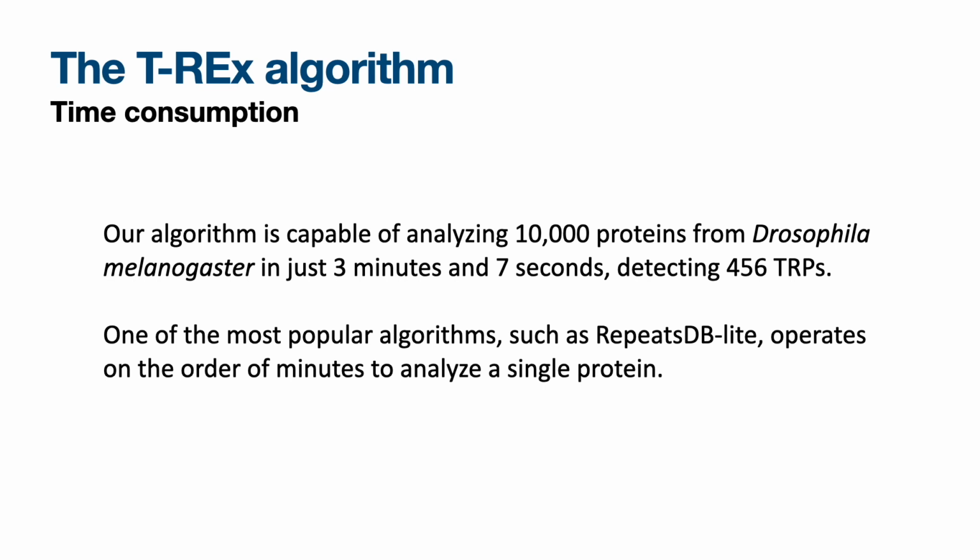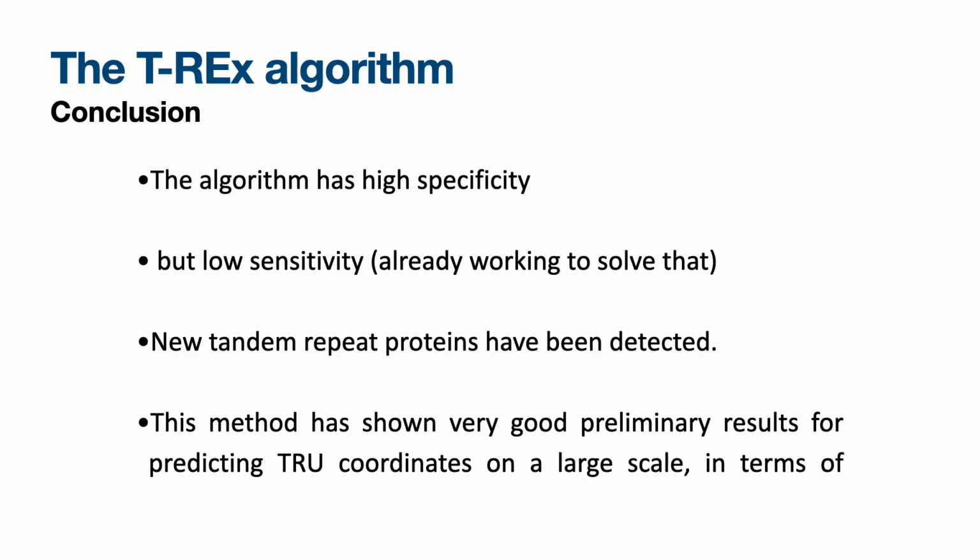To put the extraordinary speed of the method in context, we can compare it to RepeatDB Lite, one of the best performing methods. This one takes a range of minutes to analyze just a single protein, depending on the protein. With this performance, it can be used as a super fast pre-filter. In conclusion, our algorithm has a high specificity but low sensitivity. It is useful for detecting new TRPs and it showed very promising preliminary results in predicting the coordinates of the TRUs on a larger scale, both in performance and in time.